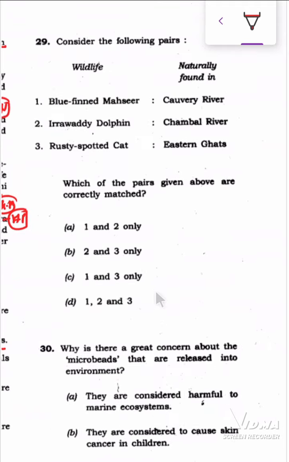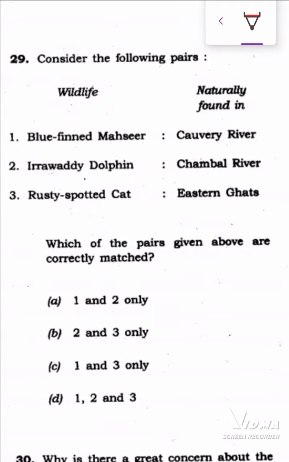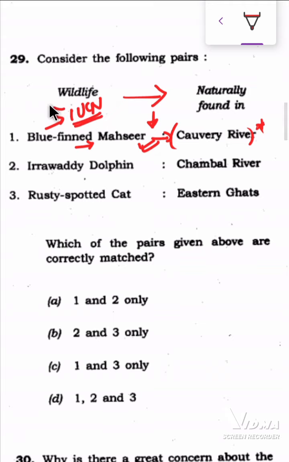Now let's go to question number 29. Consider the following pairs. One is the wildlife and the other is where it is naturally found. The first option is blue-finned mahseer. Blue-finned mahseer is found in South India. They are part of the Kaveri river system. They are found in fresh water, and they are a very important part of the ecosystem there. We should also know their IUCN status. They are least concern nowadays, on the basis of 2021, I would say.